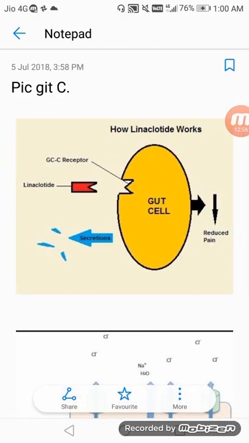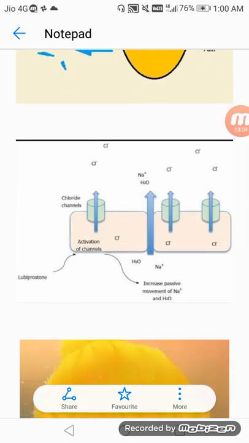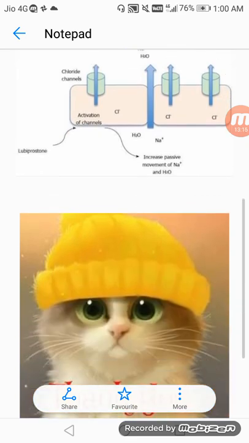This is how linaclotide works. We know what it does. You can see GC, that is guanylyl cyclase activation, so cyclic GMP and more secretions. And this is how lubiprostone works, by activating the chloride channels. So there will be more chloride in the lumen, and so more chloride will take along with more water by osmotic action, and so there will be a relief in case of constipation.